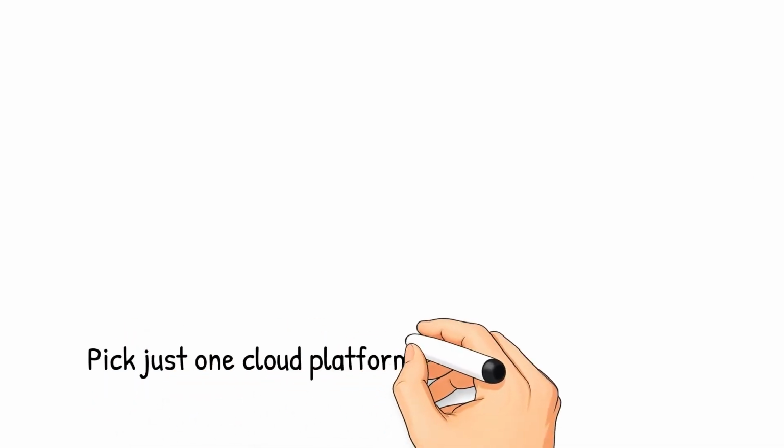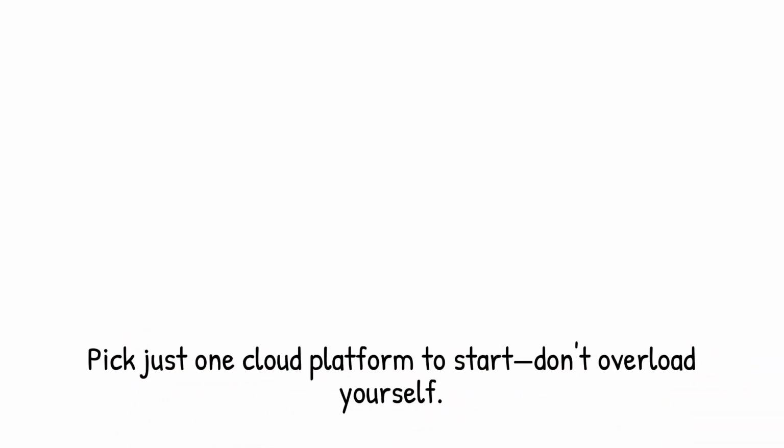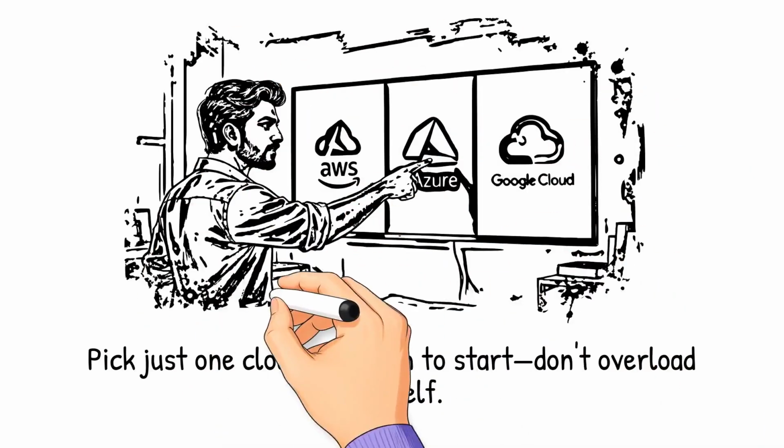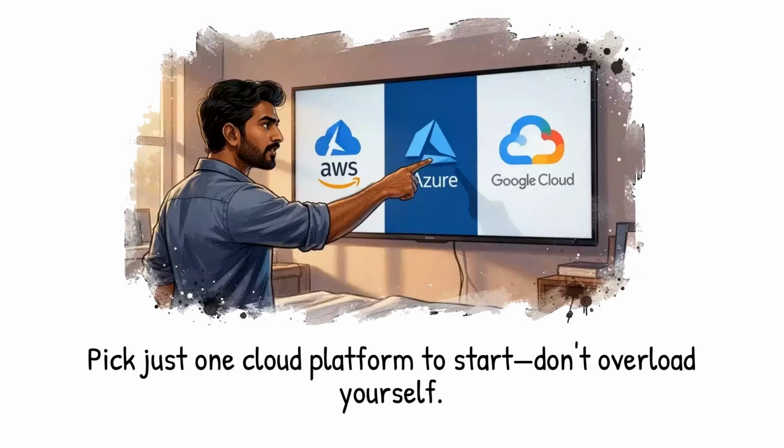Step 5. Pick one cloud platform. Just one. This is where beginners make their biggest mistake. They try to learn AWS, Azure, and Google Cloud all at the same time, and they burn out. Don't do that. Pick one and go deep.